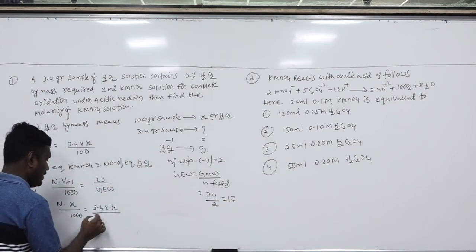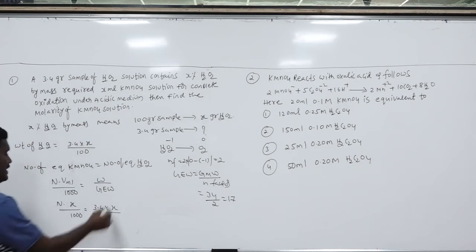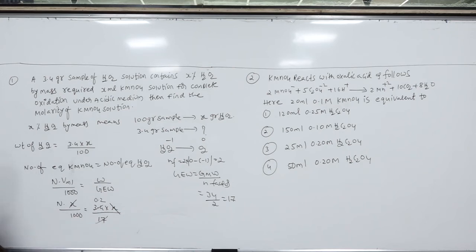So I am writing here 70. Now X will get cancelled. 17 ones are 17, twos will cancel. Are you getting my point? So normality is equal to what? Weight of the H2O2.